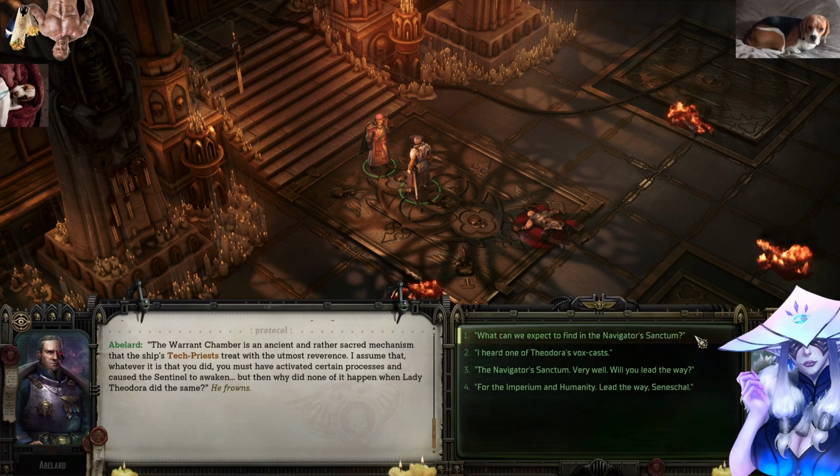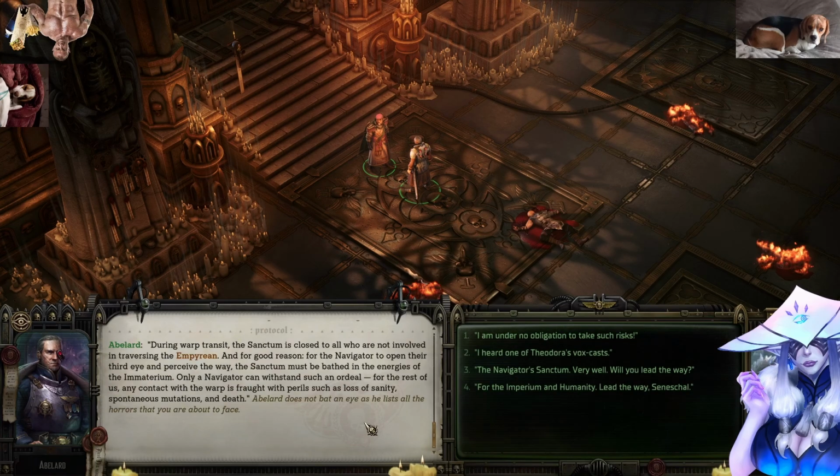What can we expect to find in Navigator's Sanctum? During warp transit, the Sanctum is closed to all who are not involved in traversing the Empyrean. And for good reason. For the Navigator to open their third eye and perceive the way, the Sanctum must be bathed in the energies of the Immaterium. Only a Navigator can withstand such an ordeal. For the rest of us, any contact with the warp is fraught with perils such as loss of sanity, spontaneous mutations, and death. And death. Miller doesn't bat an eye as he lists all the horrors that you're about to face.